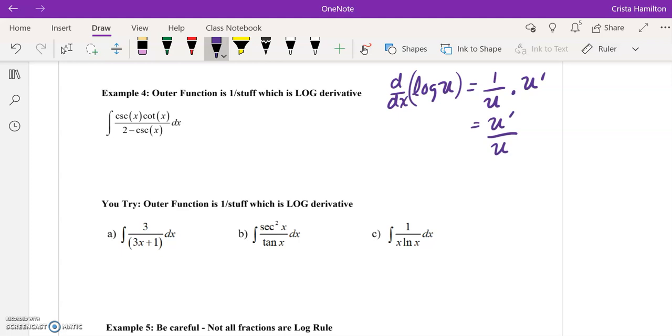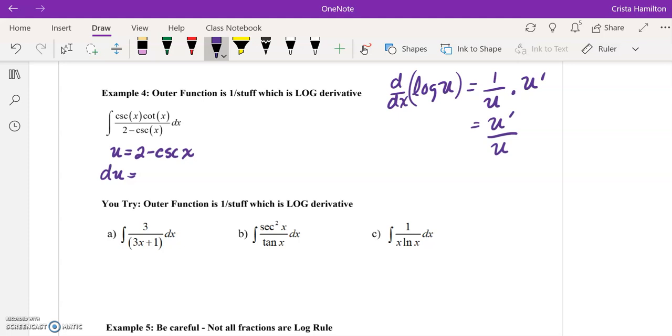And so when you look at this example that I have here, your strategy for a lot of these fractions is going to be to see if you can make u equal to the denominator. And that's where we're going for this log rule. And so when we talk about that, and I go, okay, what's the derivative of that denominator? The derivative of cosecant is negative cosecant cotangent.